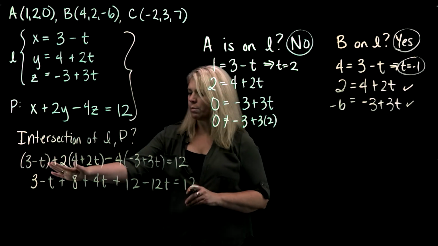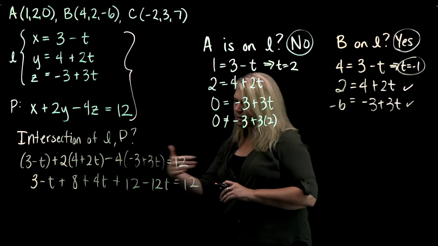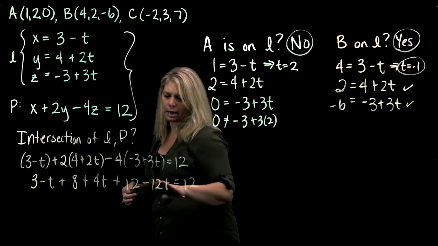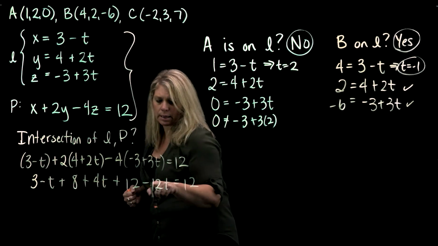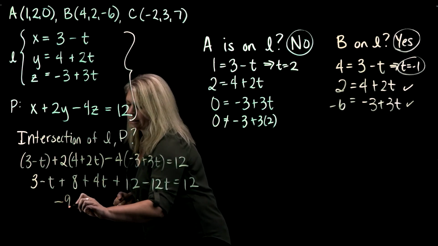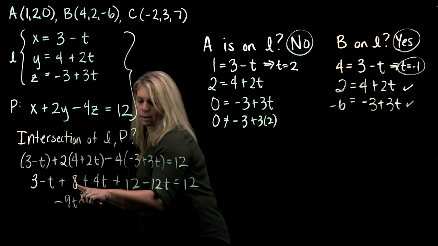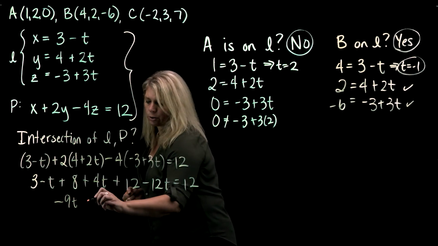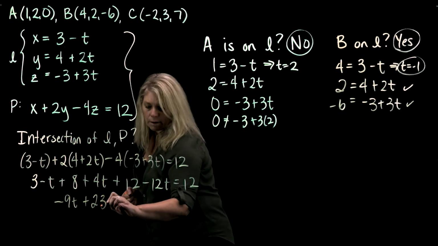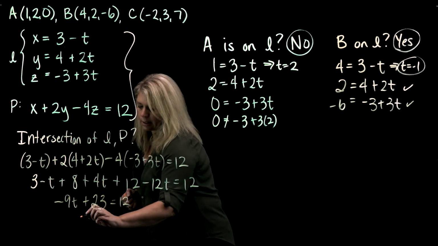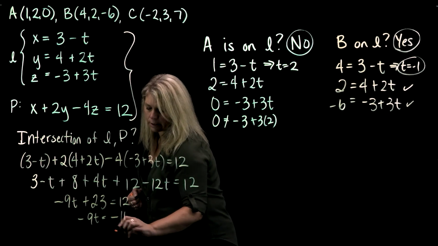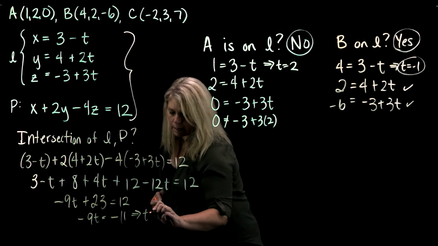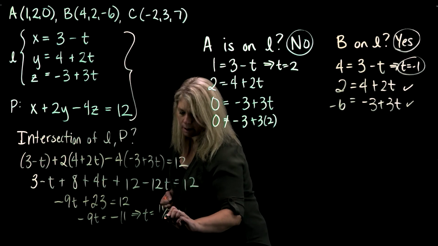All right, so I just distributed through my parentheses on the left side of the equation, and then it looks like I've got some like terms that I can go ahead and combine. So if I combine the t terms, I'll end up with negative 9t. And I've got some constant terms, so 11 plus 12, so 23. And then subtract negative 11, and so I'll end up with t equals 11 ninths.